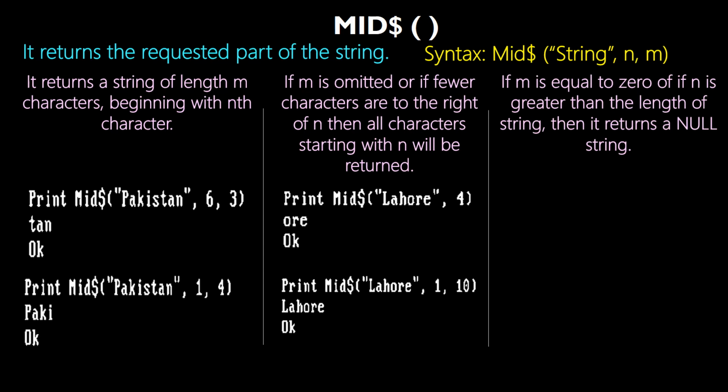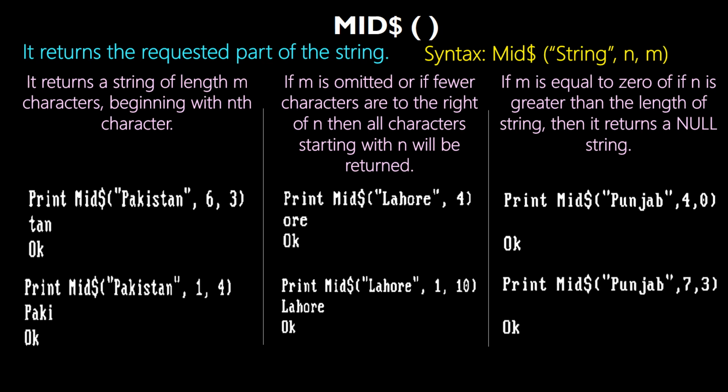If m is equal to 0 or if n is greater than the length of the string, then it returns a null string. Like in this case, PRINT MID$("Pakistan", 4, 0). Nothing to be printed. Similarly, PRINT MID$("Punjab", 7, 3), because all the characters are total 6 in Punjab. If we are going to start with the 7th, there is nothing to print. Remember that n and m must be in the range from 0 to 255 characters.